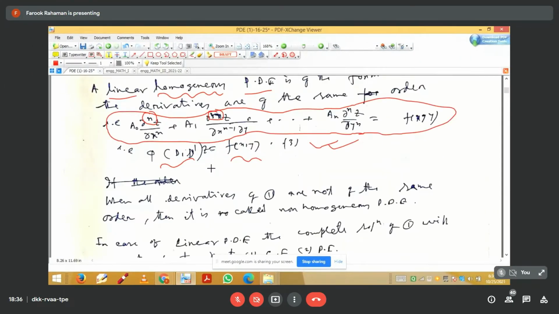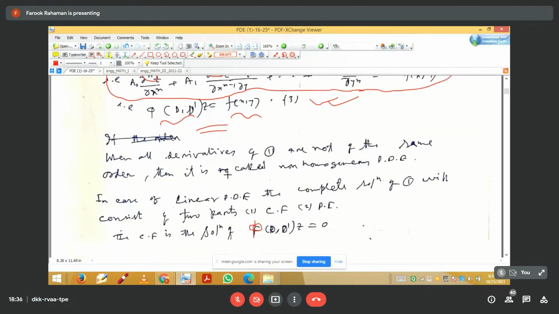So how to solve the homogeneous differential equation? The solution procedure is very similar to our ordinary differential equation, the higher order ordinary differential equation. In an ordinary higher order differential equation, the general solution consists of two parts. One is called the complementary function, and another is the particular integral.